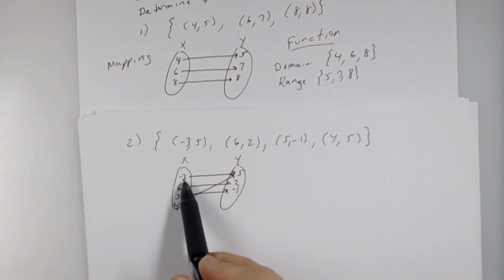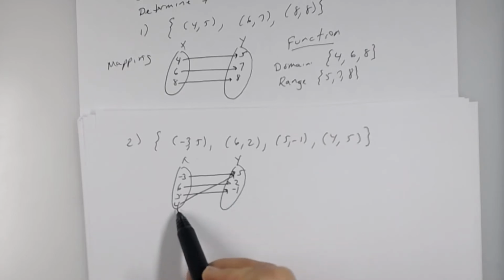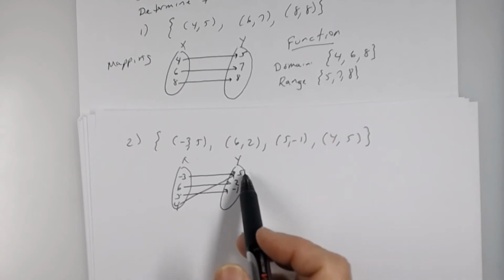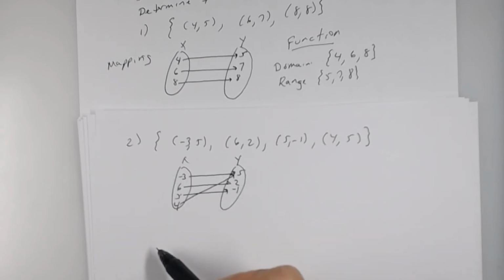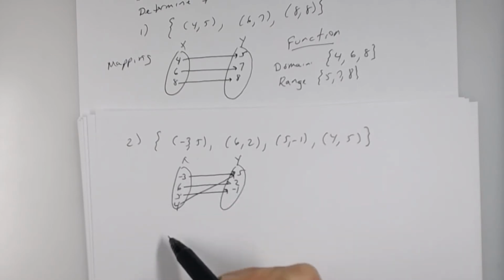If x is negative 3, what's my y coordinate? Does negative 3 have any other y coordinates? No. When x is 6, what's the y coordinate? 2. Does 6 have any other y coordinates associated to it? No. When x is 5, what's my y coordinate? Negative 1. When x is 4, what's my y coordinate? Does 4 have any other y coordinate associated with it? No. So is it a function? Yes, it's a function. You can have the same y value for multiple x's, because the definition says for each x, there's one y, and we have that here.